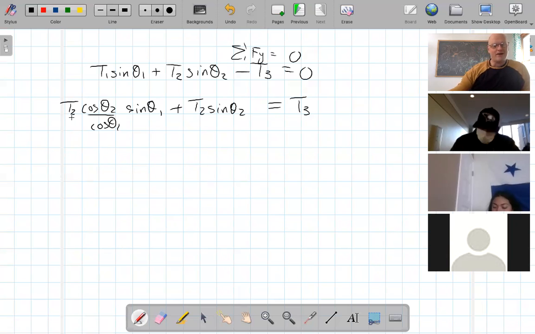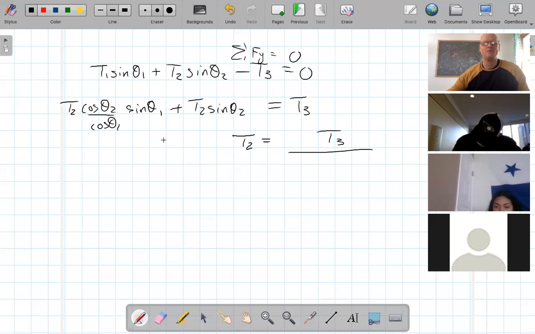So notice here, I now have a T2 here, I have a T2 here, so I can factor out the T2 and then divide by everything to finally find what T2 is. So let's do that. I get T2 then is equal to T3 divided by, so let's do it this way. What's sine divided by cosine?